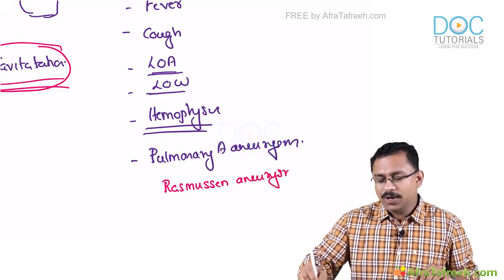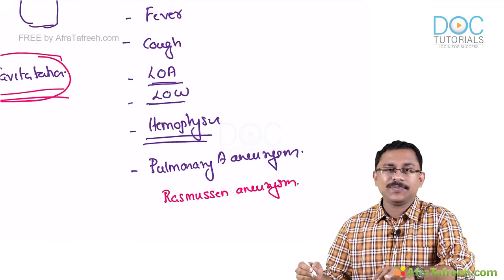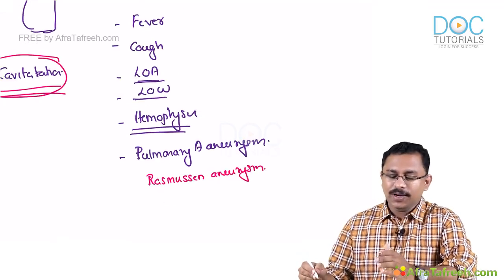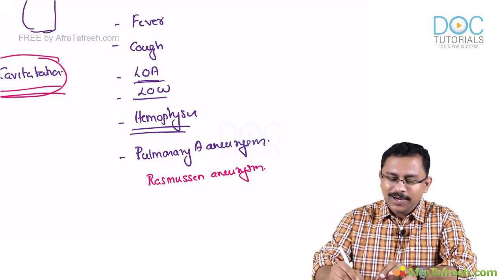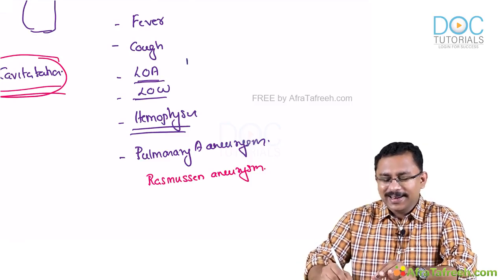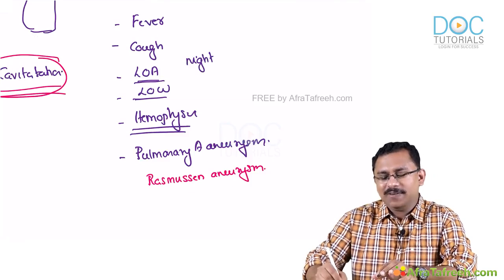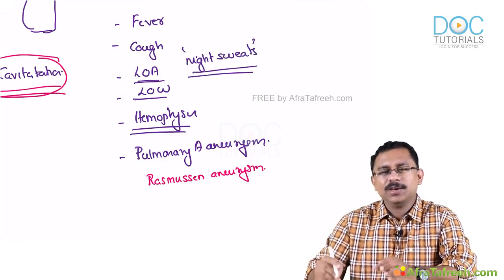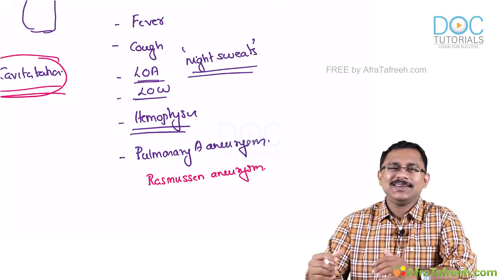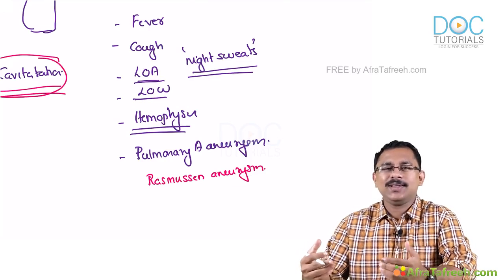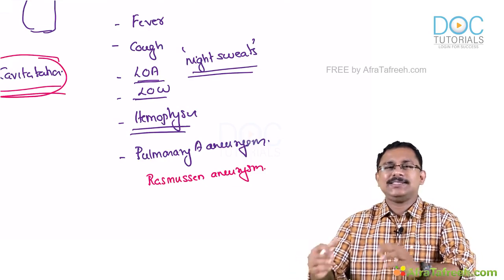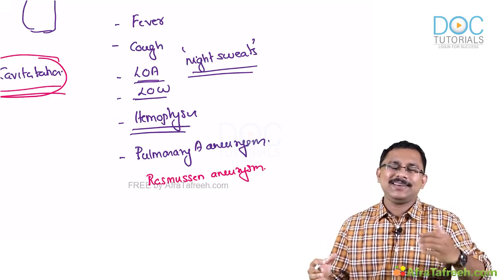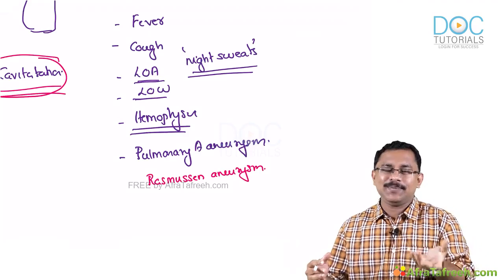Okay, that is what you call your Rasmussen aneurysm. Okay, so fever, cough, loss of appetite, loss of weight, hemoptysis. One point is, again, night sweats. Though it is not very specific for tuberculosis, in our country many individuals have these symptoms of night sweats associated with tuberculosis. And other than these manifestations, sometimes what can happen is that the bacilli can get disseminated.